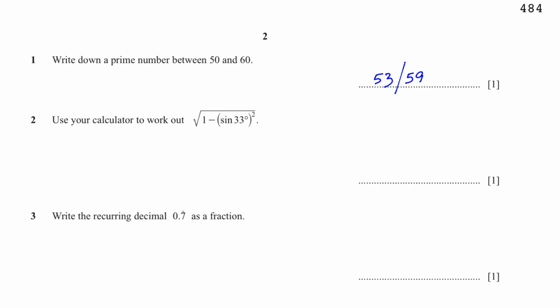Use your calculator to work out this. So you just have to put it in the calculator and you will get 0.8386. You can round it to 3 significant figures: 0.839. Next question. Write the recurring decimal 0.7 as a fraction. If you have only one number after the decimal and it is recurring, then you can just write 7/9. This is a short way to solve the recurring decimal questions.